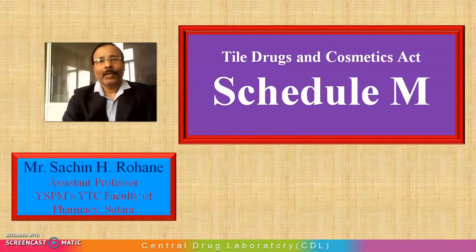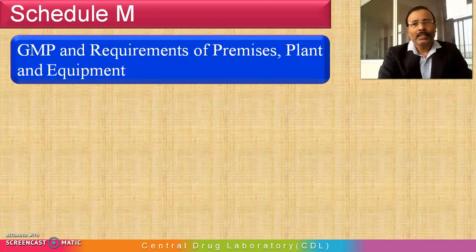In this video, I am giving guidelines regarding Schedule M, which comes under the chapter called the Drug and Cosmetic Act 1940 and the Rules 1945. Now let's focus on Schedule M. Schedule M is the good manufacturing practices and requirements of premises, plant and equipment.